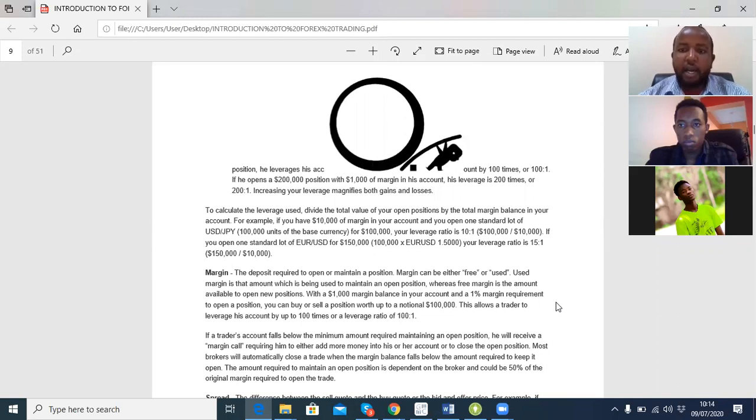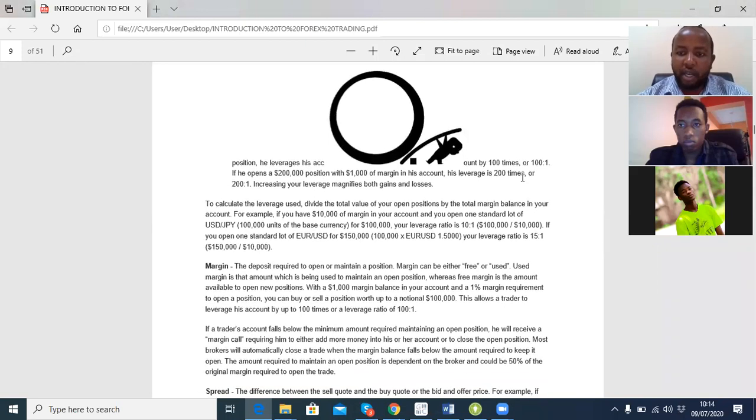So we were at 100. So leverage here is 100 times, or 100:1. If he opens a 200,000 position with $1,000 of margin, then the leverage will be 200 times, or 200:1. So increasing your leverage magnifies both gains and losses. So it's good to know that.